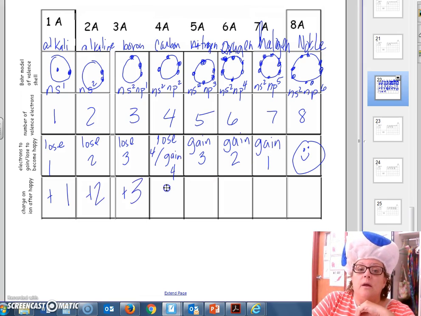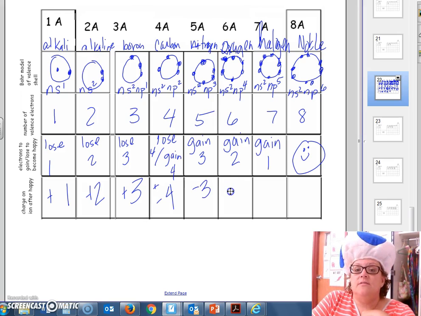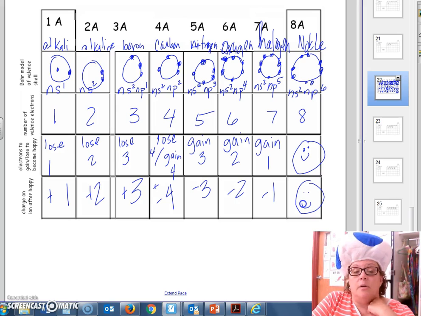In the third family, a +3. The fourth family is either plus or minus 4. The fifth family is a -3. The sixth family is a -2. The seventh family is a -1. And once again, our noble gases are happy.